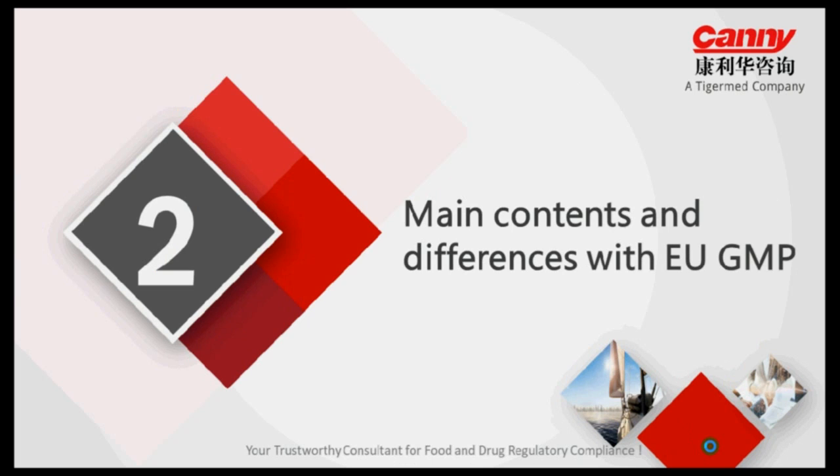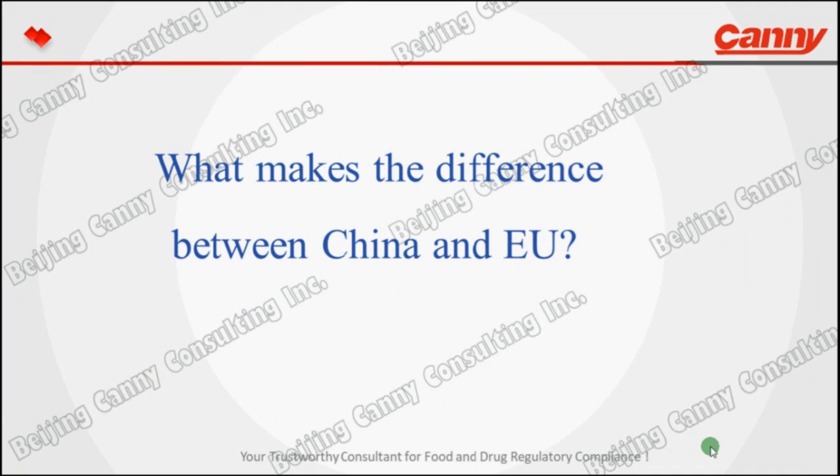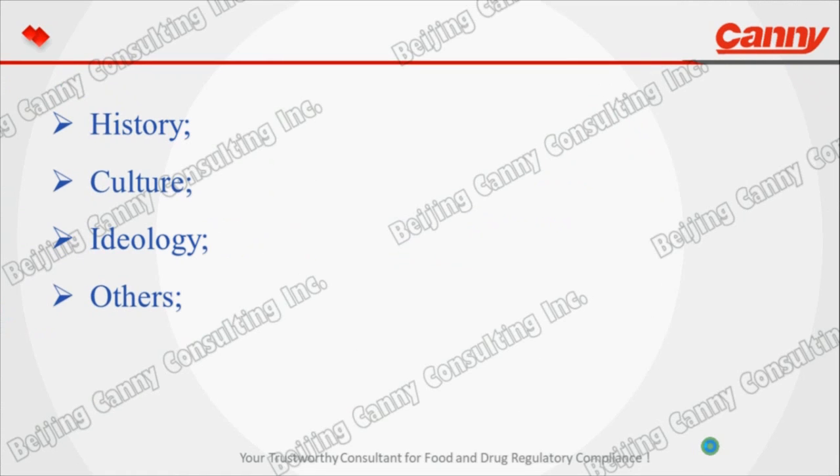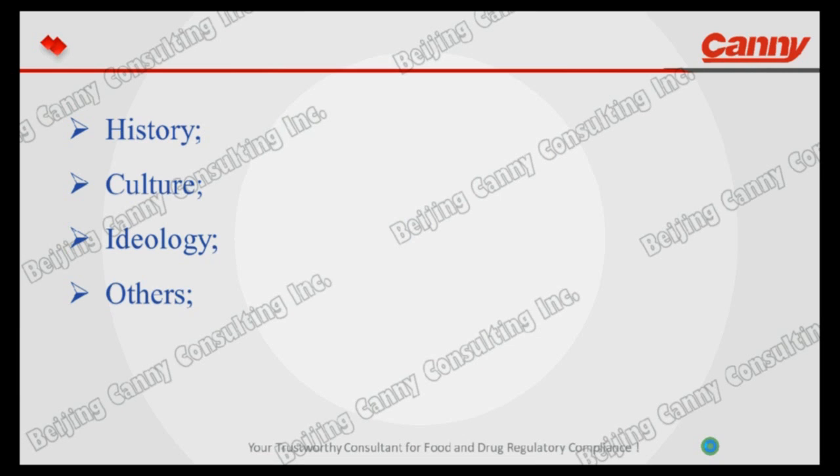The main contents and the differences with EU GMP. Generally speaking, the Chinese GMP is almost the same as EU GMP, but there are some differences. First, let me ask you a question. What makes the difference between China and the EU? You may think about it. Okay, I have summarized it into 4 points. They are history, culture, ideology, and others.